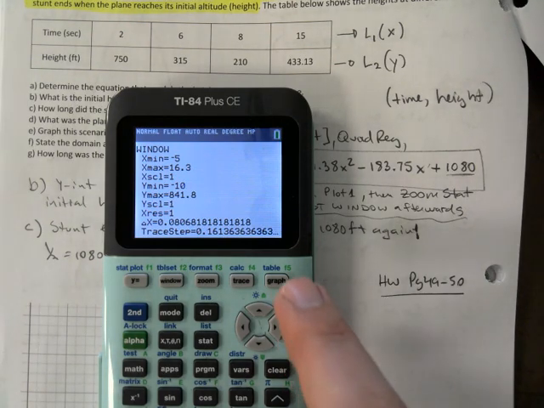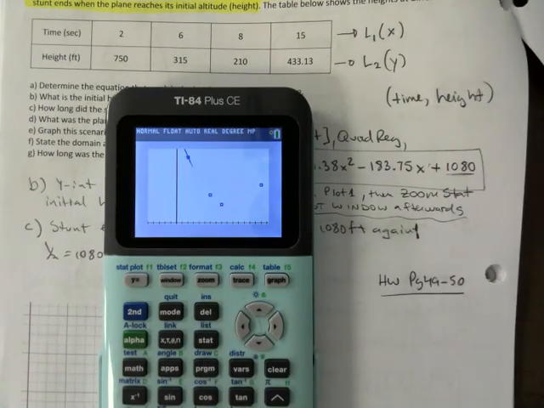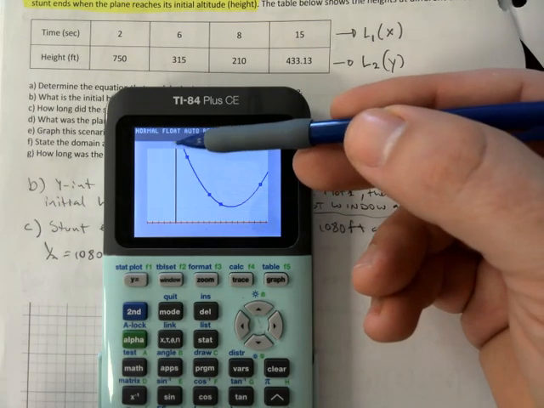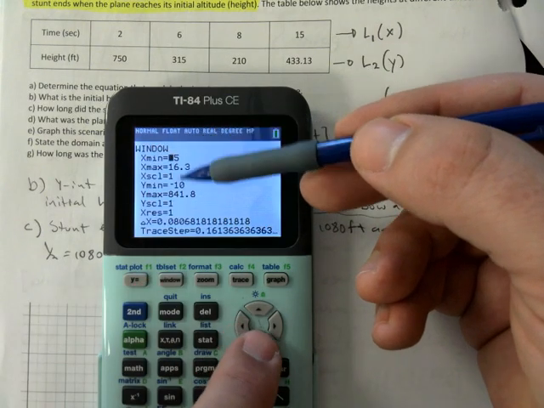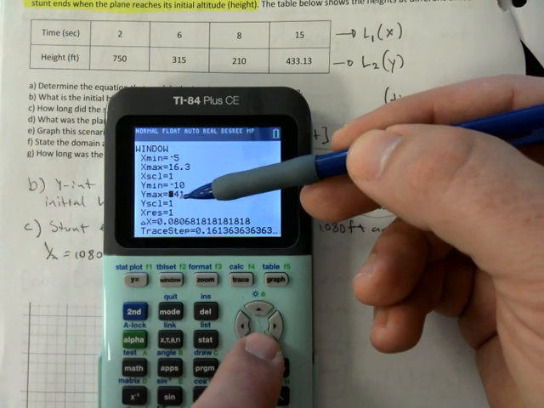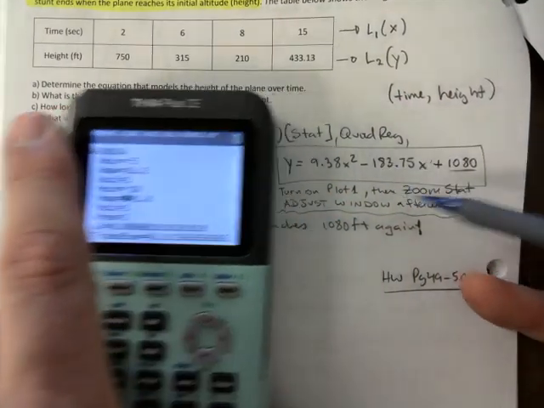Okay? Now I'm going to hit graph again. So the mins are in the negatives. Hit graph. It's pretty good, except I would like to see my y-intercept. So I'm going to go back to my window. Increase y-max. My y-intercept is 1080, right? I know that.